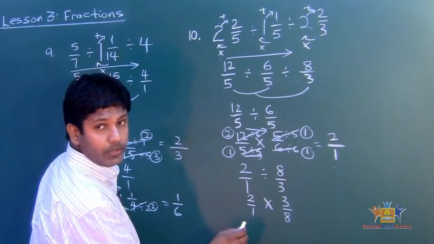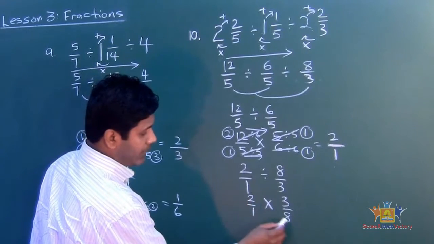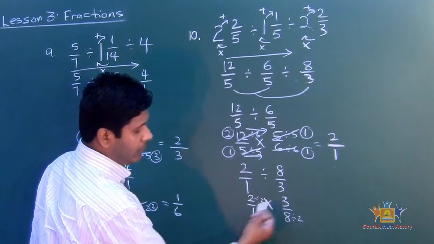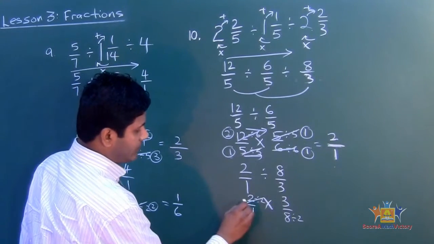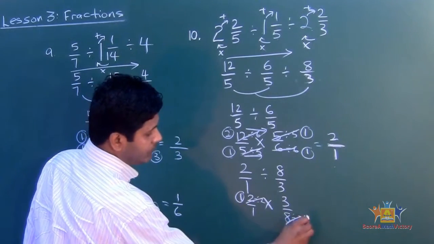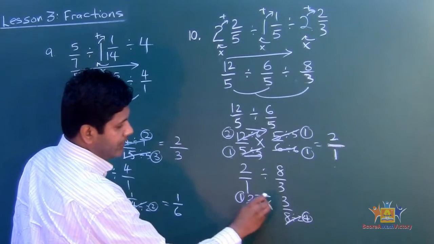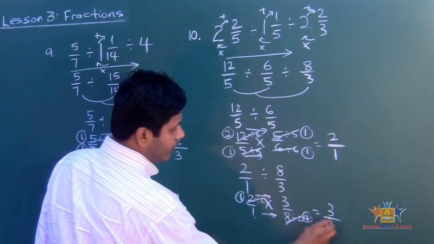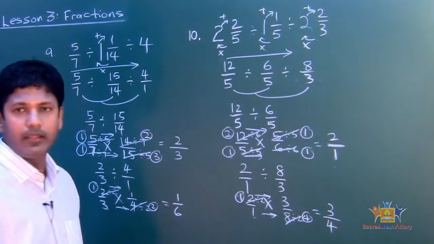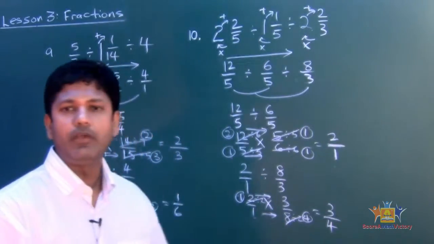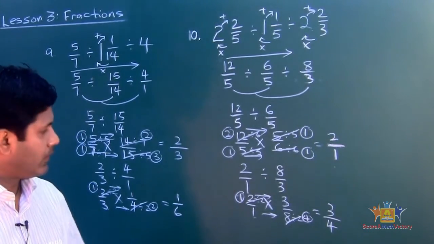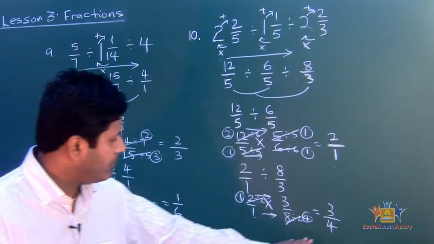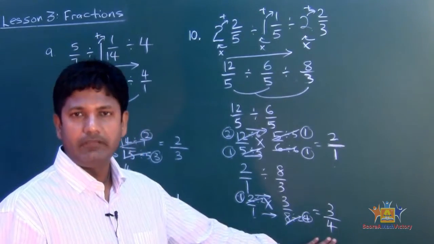And now what do I do next? Simplify. 2 and 8 can be simplified. I can divide this by 2, I can divide this by 2. 3 and 1, there's nothing to do. So this one becomes 1, this one becomes 4. Now I use the double arrow method. 1 times 3 is 3, 1 times 4 is 4. The final answer is 3 over 4. Now, do I need to do anything with that? There's nothing, because that's already down to the simplest form. So leave the answer the way it is.